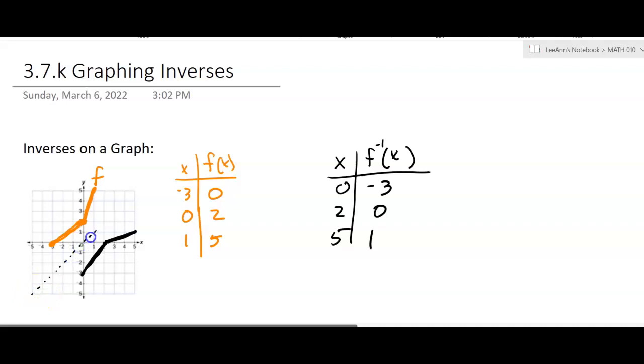But anyway, you should notice, or I'm going to point out, that if you were to fold along the diagonal, or the identity function, right? That's the identity function, y equals x. A lot of times they'll just put y equals x for that line. If you fold it on that line, the points on the function would line up with the points on the inverse. That's a property of a function and its inverse. You should be able to fold the graph on the dotted line and the points match up.